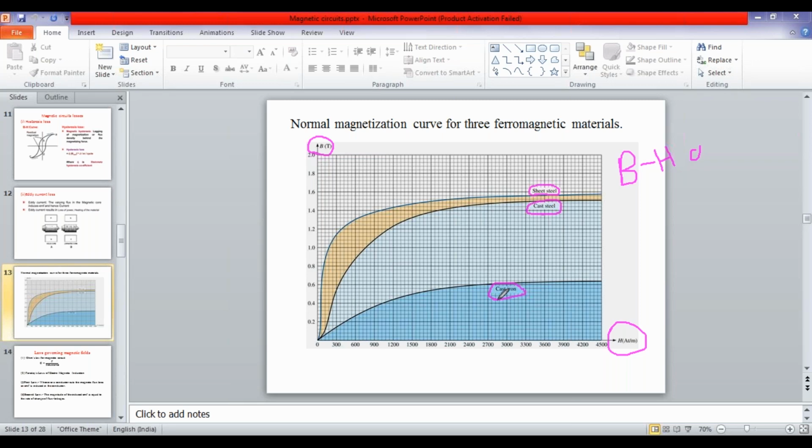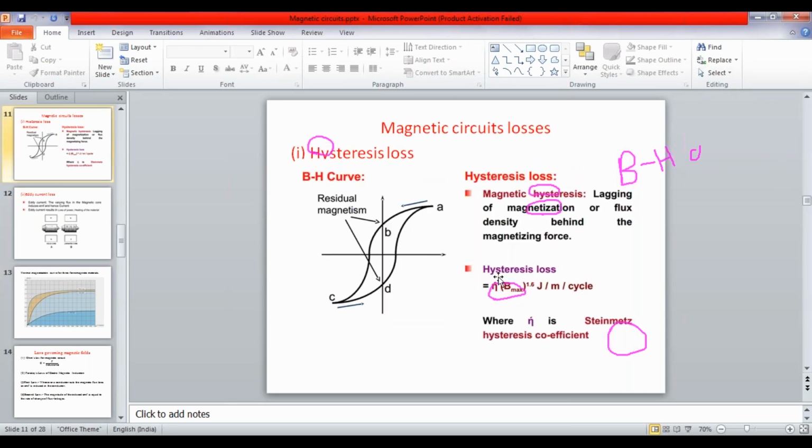Now the type of the material is captured by the Steinmetz constant eta. Here the Steinmetz constant eta depends on the type of the material. So for different types of materials, we will have different characteristics. Fine.